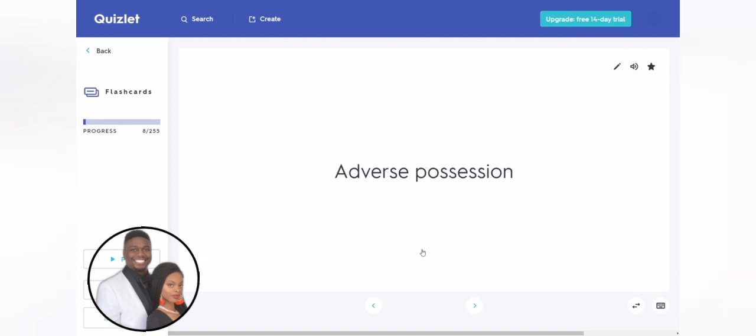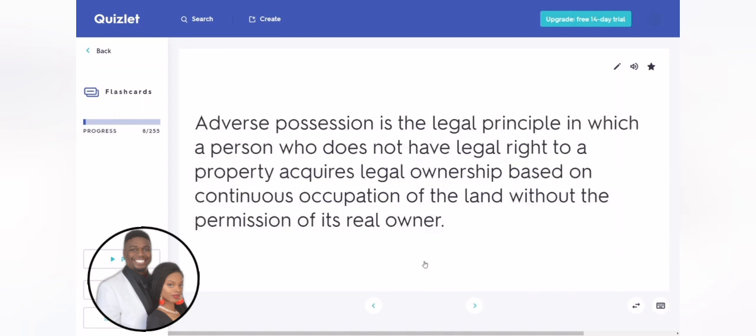Adverse possession. Adverse possession is the legal principle in which a person who does not have legal right to a property acquires legal ownership based on a continuous occupation of land without the permission of its owner.